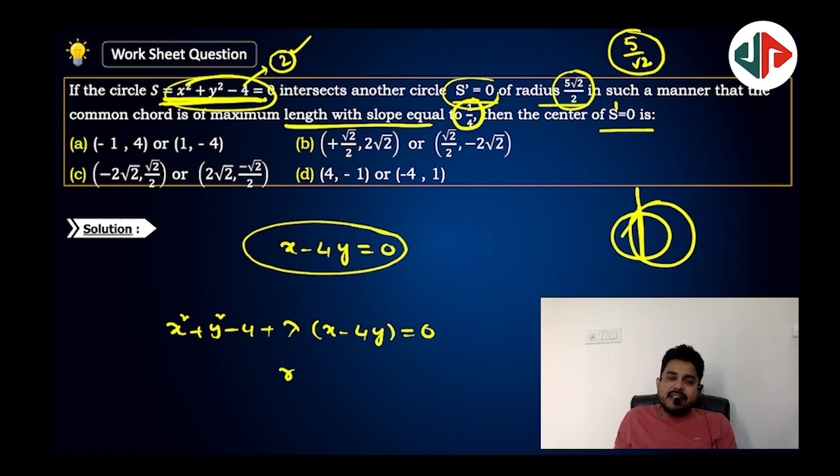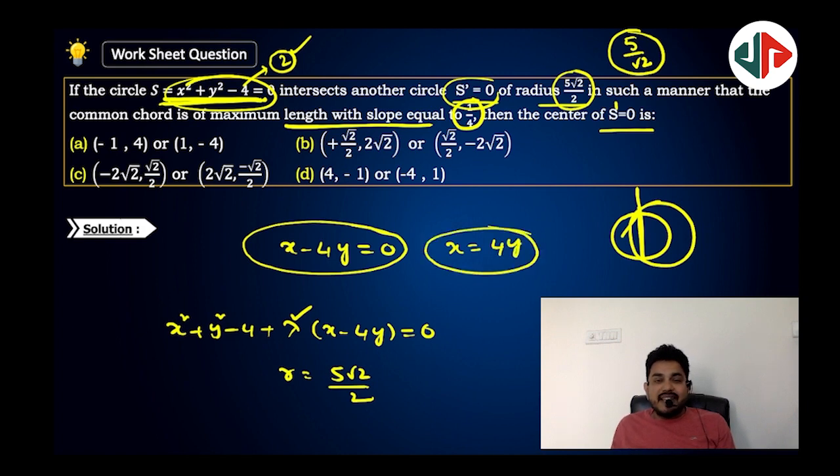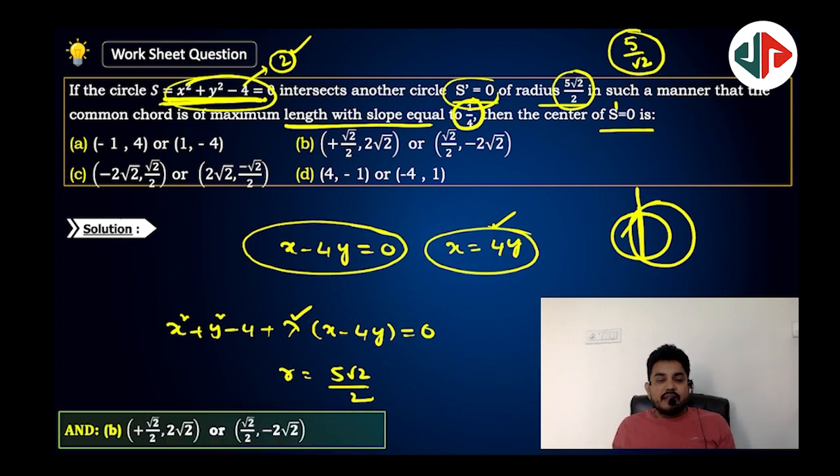Now its radius is equal to 5 root 2 by 2. So you'll get lambda is equal to minus. So clearly what happened now? Here x is equal to 4y should be the thing. So this condition should be satisfied and the radius is this one. You just verify, you will be getting this one as the answer.